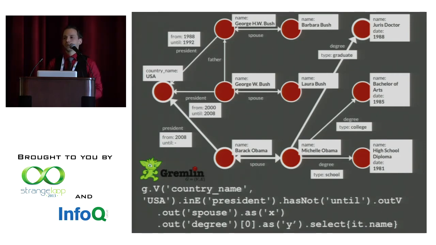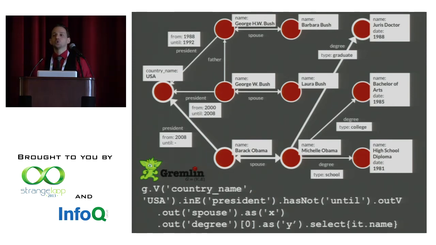And starting from that vertex, I then start to traverse. So what I say within E is that I want all in edges that are labeled president and that do not have an until date. Thereby I identify all edges that indicate current presidents of the United States. I then retrieve the outgoing vertex, so the vertex at the other end of that edge, which is Barack Obama.